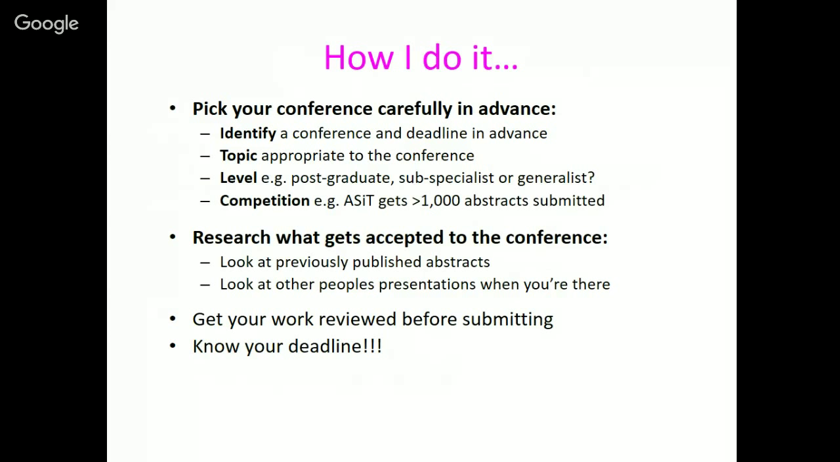Make sure you look at conferences to see what they've previously published, and when you go, have a look at other people's presentations and see what they're putting in. And always get someone else to cast an eye over an abstract before you're submitting it, and that's the same whether it's for a conference or whether it's being submitted with a journal paper or with a thesis.